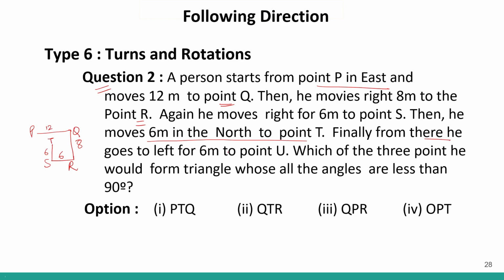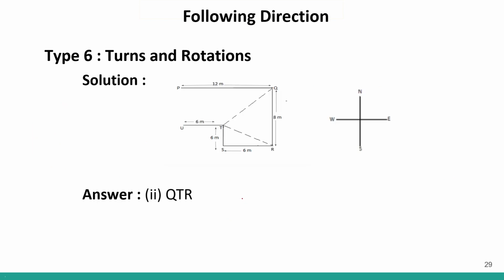Right? From there he goes to left for 6 meter. Left will be this direction to reach point U. U will be just below P, right? Which of the following 3 points would form a triangle whose all the angles are less than 90? So if we look at something like this, in this triangle, all the angles will be less than 90 degree. So our triangle will be QTR, which is option number 2. So option number 2 will be the correct answer.